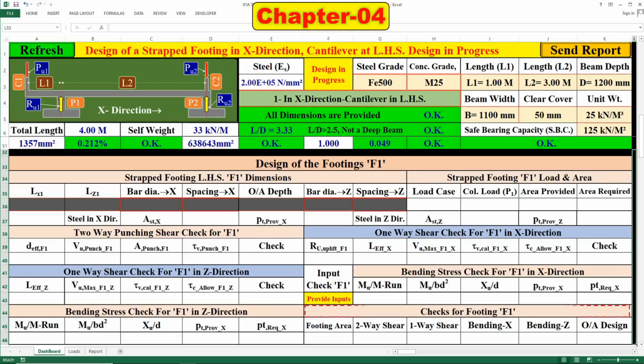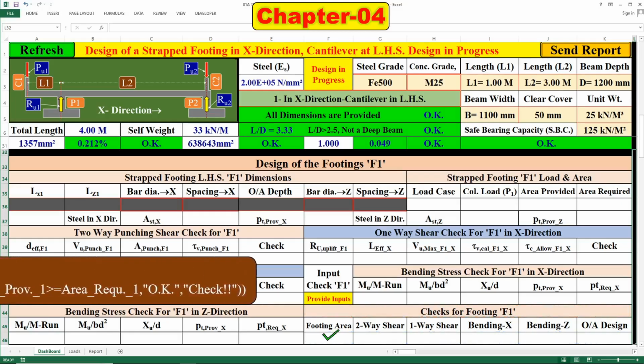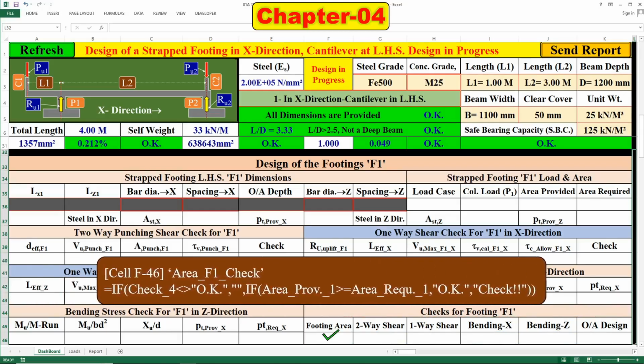Now, it is time for the overall checks for footing F1 across the cell range from F46 to K46, covering the footing area, two-way shear, one-way shear, bending in the X direction, bending in the Z direction, and the overall design check. Let's start with the footing area check in cell F46.